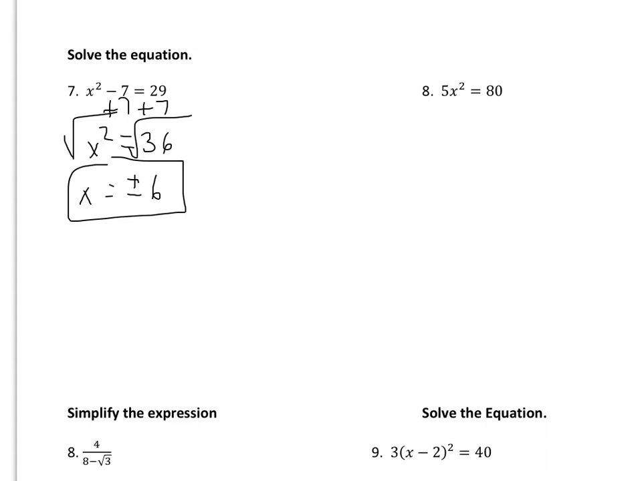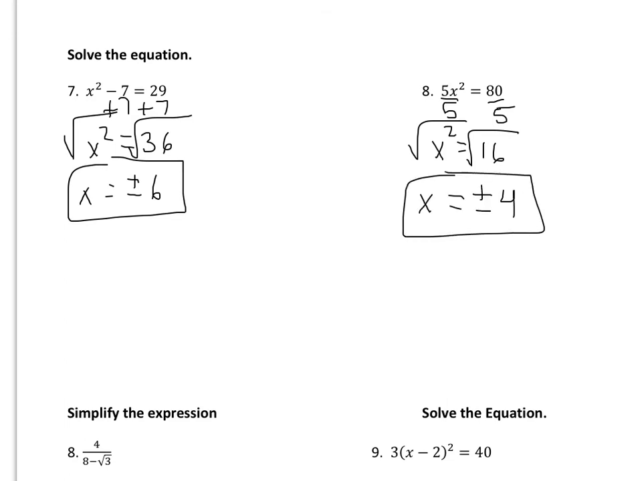Okay, so here, divide both sides by 5. X squared equals 16, square root, so you get x equals plus or minus 4. Anytime you're solving an equation, you take a square root, it's positive or negative. Okay? Let's move on.